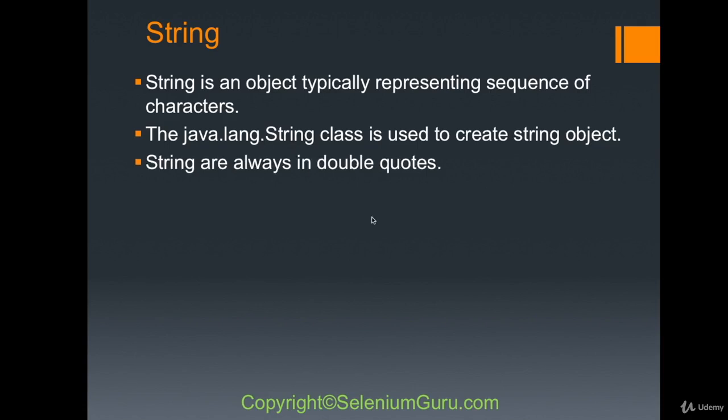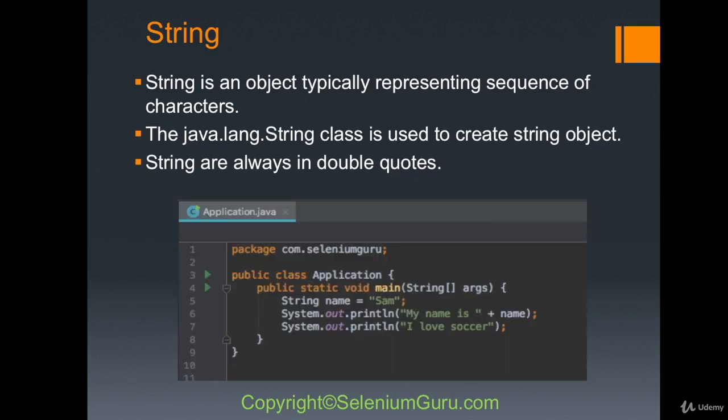The other part is strings are always in double quotes. For instance, let's say I wanted to print out a name called Sam. We learned how to print out a string in our previous lecture, where we created our simple Java program and printed out hello world. Here, let's say I wanted to create a variable called name, which is the name of the person. In that case, you'd create a string variable.